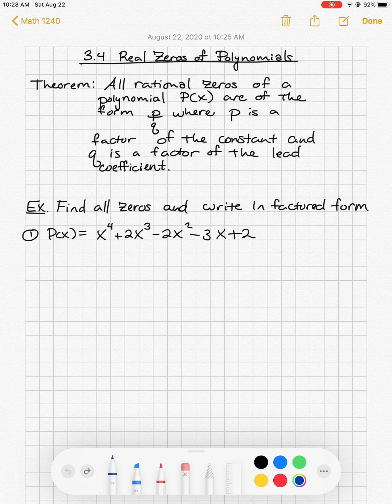All right, so we've been looking a little bit at polynomials already. This section 3.4 kind of just expands on that. And it says, well, what if I have a complicated polynomial and I can't just factor it? How could I then find the zeros? So looking at something like this example, find all zeros and write in factored form.